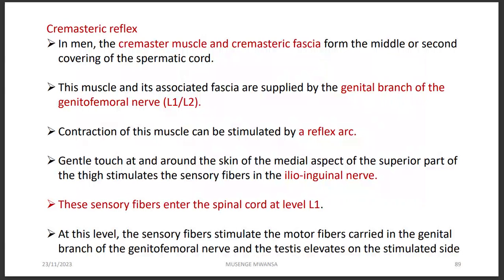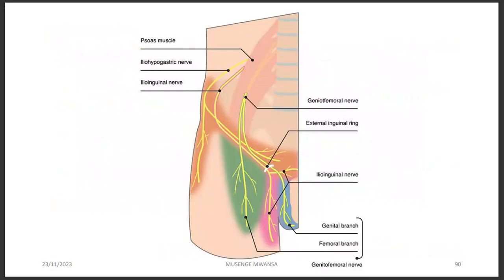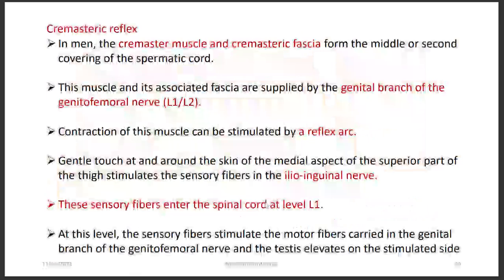So there is something known as the cremasteric reflex. It is a reflex that can send impulses for arousal. Look at the nerves going to the medial thigh. In men, the cremasteric muscle and fascia form the middle or second covering of the spermatic cord. This muscle and its associated fascia are supplied by the genital branch of the genitofemoral nerve, that is L1 or L2. So contraction of this muscle can be stimulated by a reflex act.